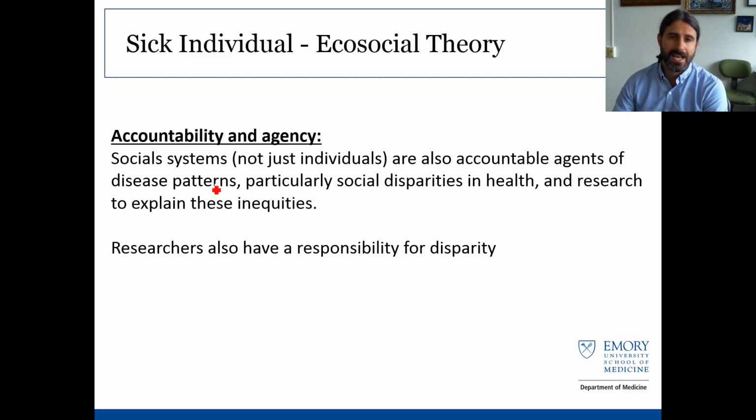The final tenet is accountability and agency. This isn't so much important for this class, but I include it here for completeness. And the idea here is that it's not just the individual behavior and choices that are completely accountable for the ultimate phenotype, but it's also social systems, governments, societies, communities that are accountable agents of disease patterns. And the original theory did include a call to researchers as a responsibility for these disparities.